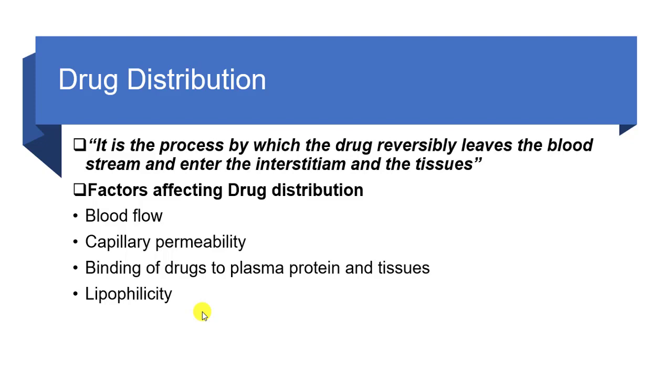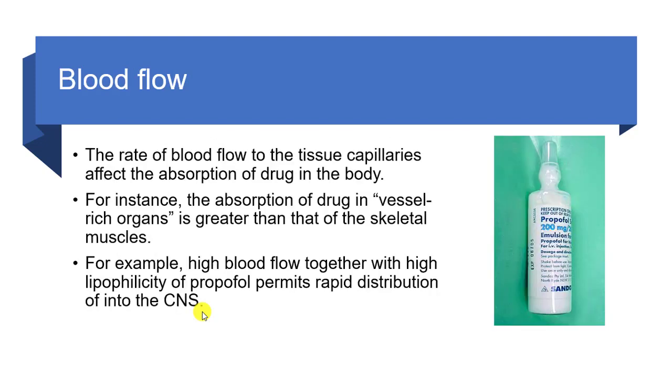So first we are going to talk about blood flow. What is blood flow and how does it affect distribution? So blood flow is basically the rate at which the tissue capillaries absorb a particular drug within the body. So for instance, the absorption of a drug in a vessel-rich organ is greater as compared to a skeletal muscle. So if we talk about a particular vessel-rich organ, for example the liver, then the absorption of drug would be much greater in the liver as compared to skeletal muscles.